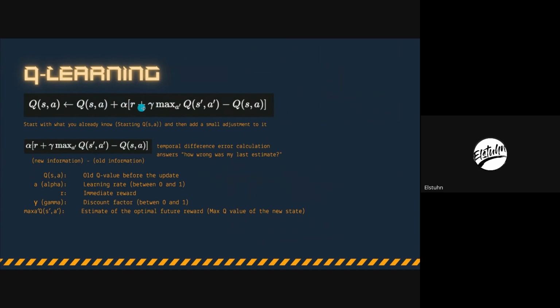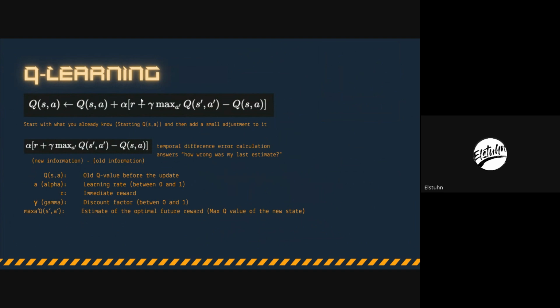A is alpha, the learning rate. Learning rate is normally between 0 and 1. So a high learning rate basically represents that the agent is always learning from the most recent experience. Whereas if it's 0, the agent is not learning at all, so it won't solve anything.